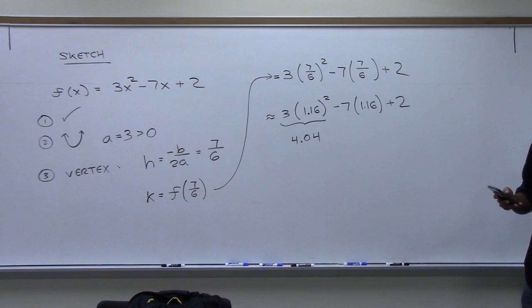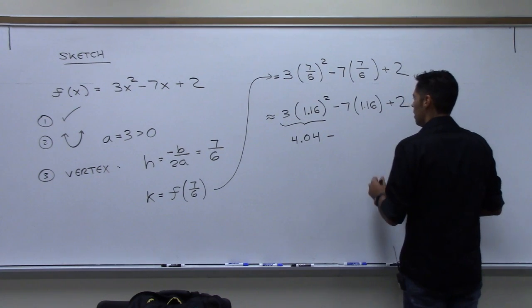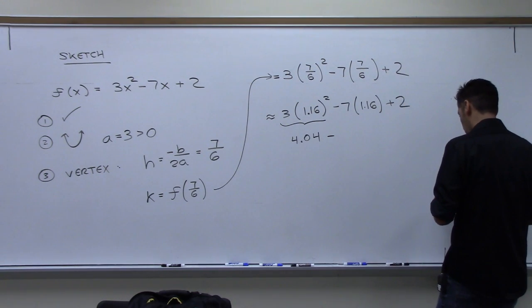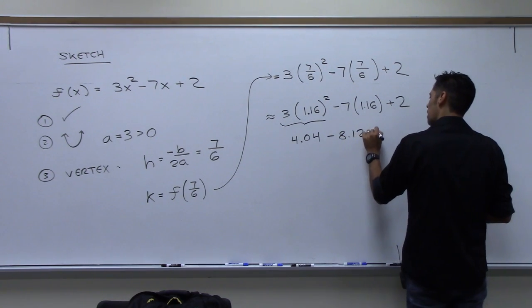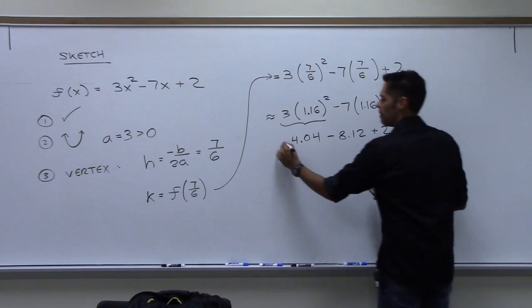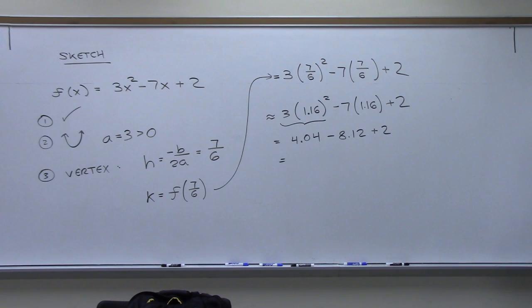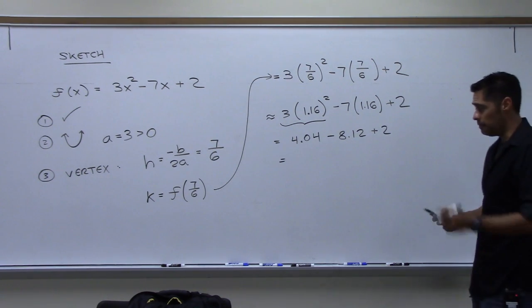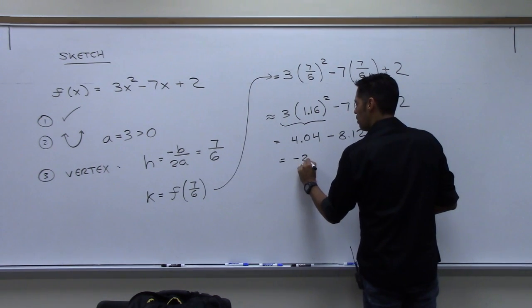You could say 4.04. That's good enough. Or you could say 4.03. That's not going to affect the answer too much. Minus, and then 7 times 1.16. Get about 8.12 plus 2. That's going to be the ballpark area of what it is. So what are y'all thinking? Negative 2.08 or 2.09?